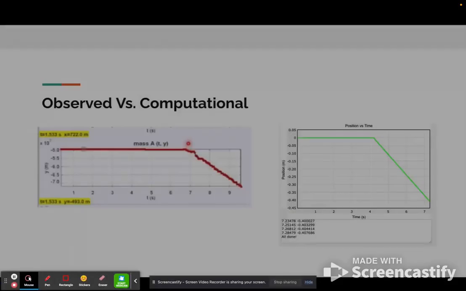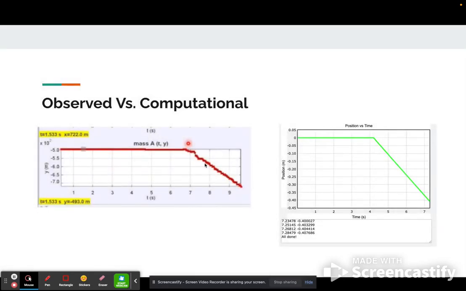As we can see on this slide, they're very similar. We start straight, without really any movement, but then we have a decrease. I mean, not linear, but we just have a decrease. And here's a comparison of the observed versus computational.